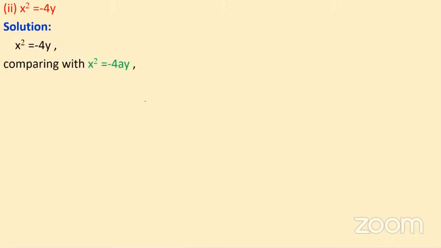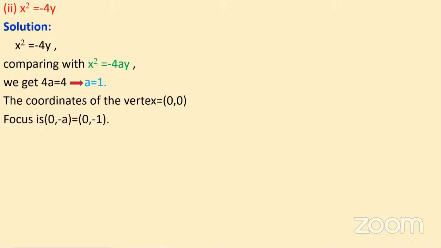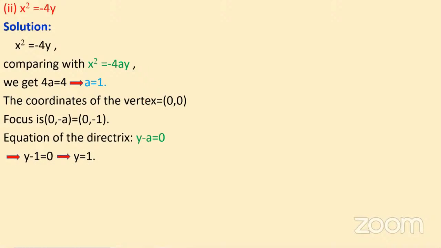Similarly, the second one. Previously we used the y² = 4ax formula. Now I'm taking x² = −4ay. Comparing with x² = −4ay, you will get a = 1. The coordinates of the vertex are (0, 0), and the focus is (0, −a), that is (0, −1). The equation of the directrix is y − a = 0, then y − 1 = 0, so y = 1. And the axis of the parabola is x = 0.